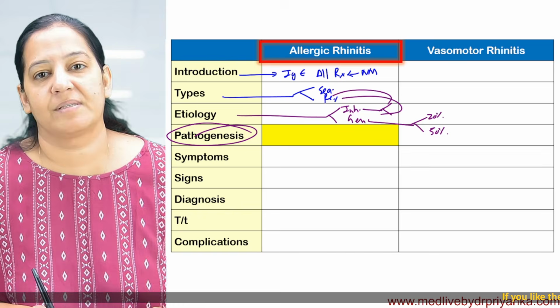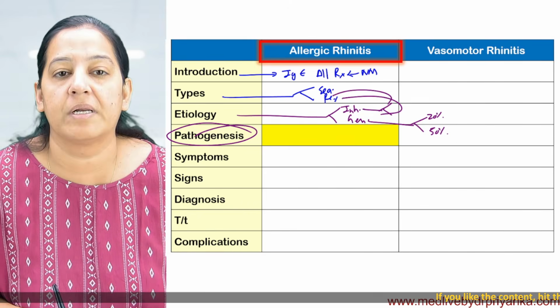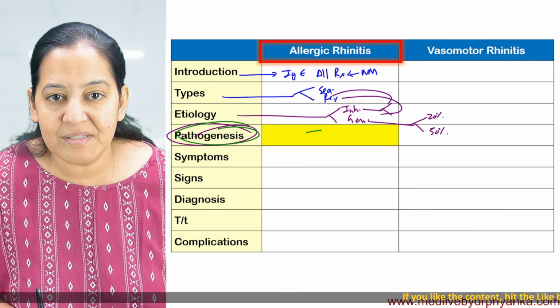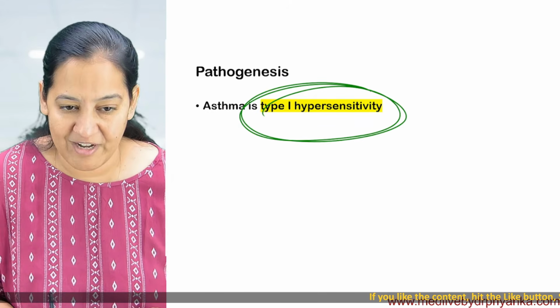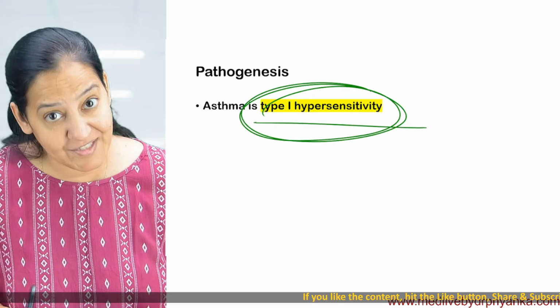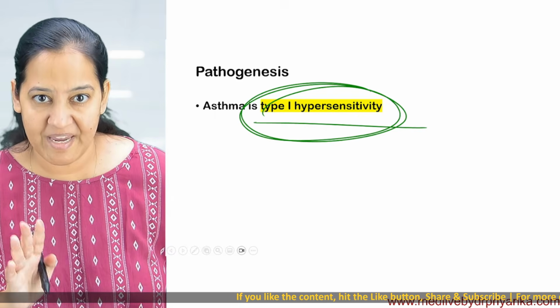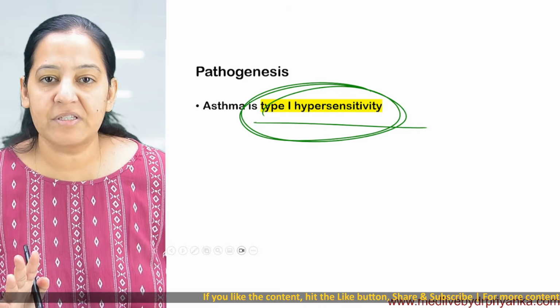Coming to the pathogenesis, the most important thing in allergic rhinitis, on which sometimes you get a separate question. Pathogenesis is type 1 hypersensitivity. Did I teach you microbiology last year? If I taught you, you must know. I teach this topic in micro also, patho also, type 1 hypersensitivity. You know the mechanism of type 1 hypersensitivity. So this is type 1 hypersensitivity.